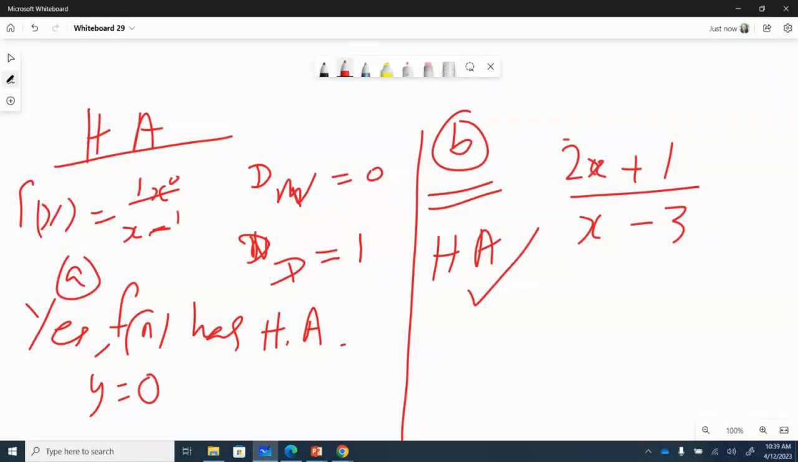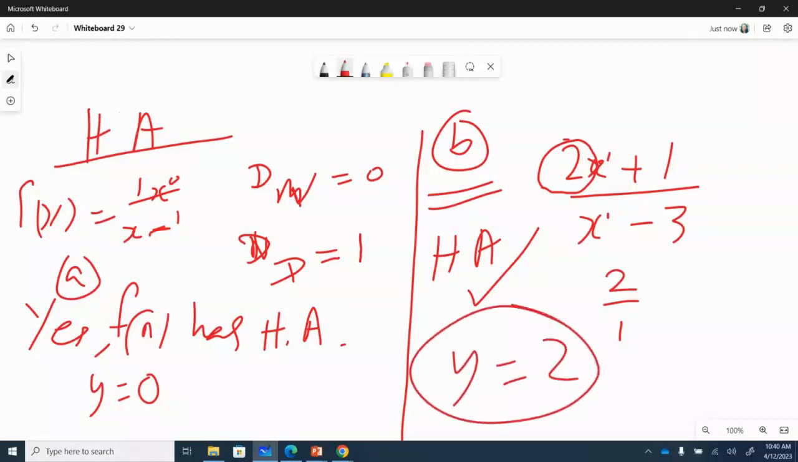Two situations when there's a horizontal asymptote: when the degree of numerator and denominator are equal, or when the degree of the numerator is less than that of the denominator by 1. And how do I actually find it? Since the degrees are equal, I don't need to do anything else. The horizontal asymptote is the coefficient of the numerator divided by the coefficient of the denominator. The horizontal asymptote is y equal to 2.